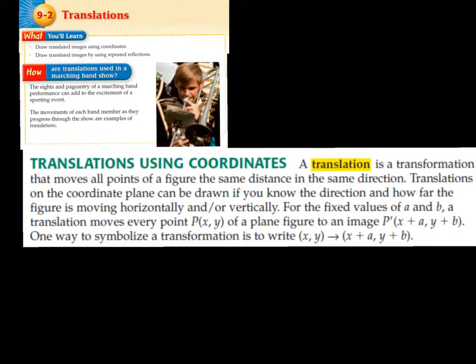Translations on the coordinate plane can be drawn if you know the direction and how far the figure is moving, horizontally and/or vertically. For the fixed values of a and b, a translation moves every point P(x, y) on a plane figure to an image P prime (x + a, y + b). One way to symbolize a transformation is to write (x, y) translates to (x + a, y + b).